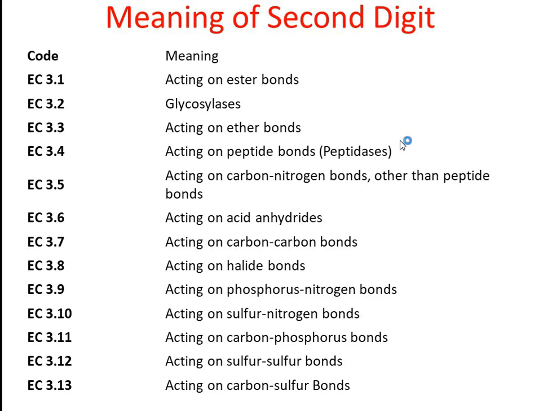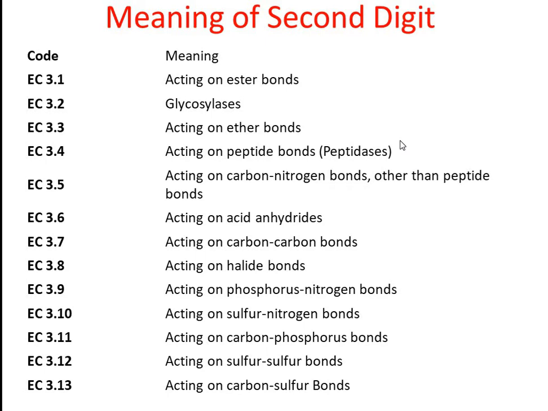If the second digit is 6, the bond is acid anhydrides. If it is 7, then the bond is carbon carbon bond. If it is 8, then the bond hydrolyzed is halide bond. If it is 9, then the phosphorus nitrogen bond gets hydrolyzed. If it is 10, then the sulfur nitrogen bond gets hydrolyzed. If it is 11, then the bond hydrolyzed will be carbon phosphorus bond.